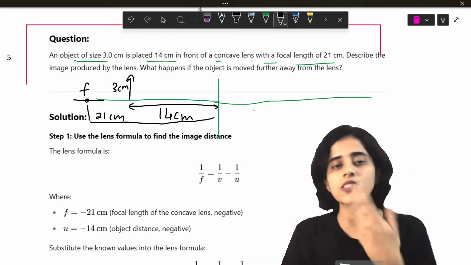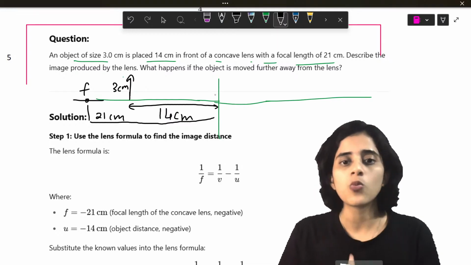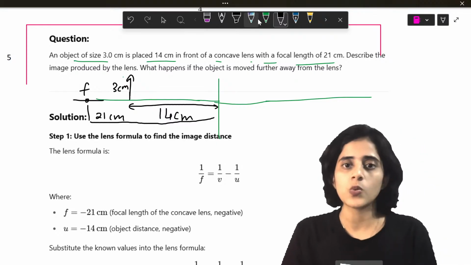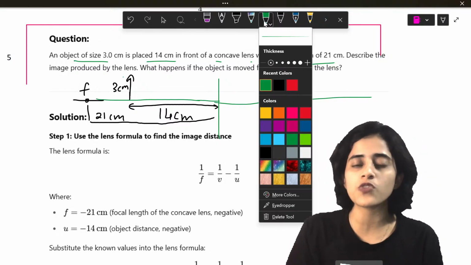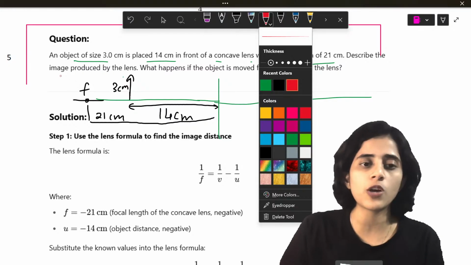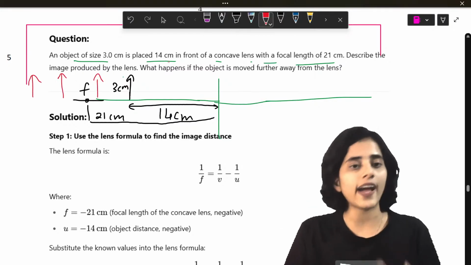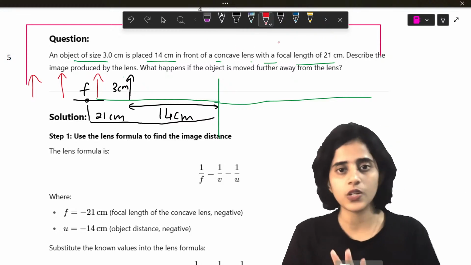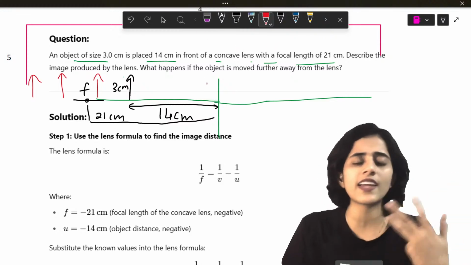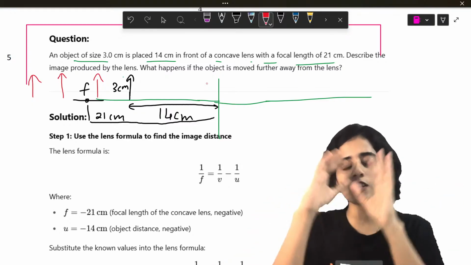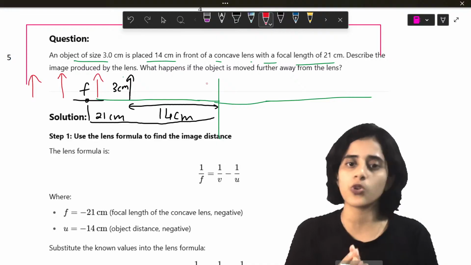So, how is the image produced? We will find out. What happens if the object is moved away from the lens? Which means what happens if the object is moved away? So, if the object becomes here or here or here, what happens is the question. Object could be moved away anywhere. Right now, we don't know. Only after we solve the question, we know. So, with the information from the question, this much you know.